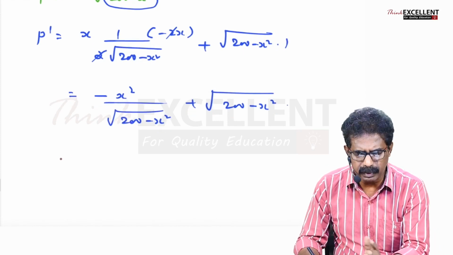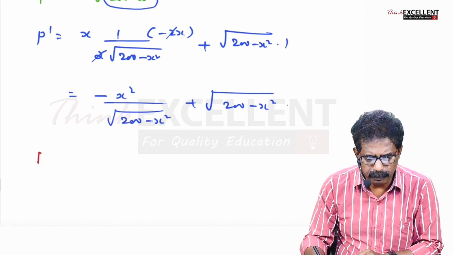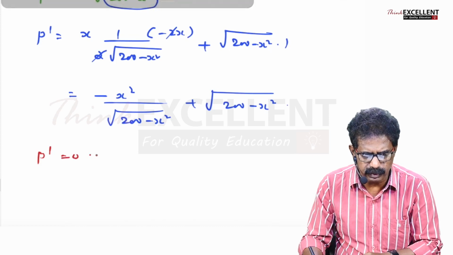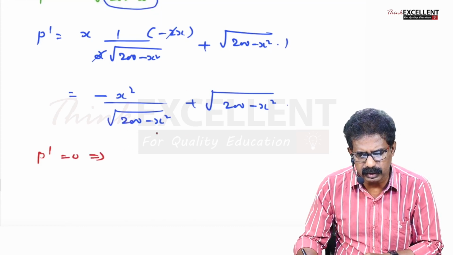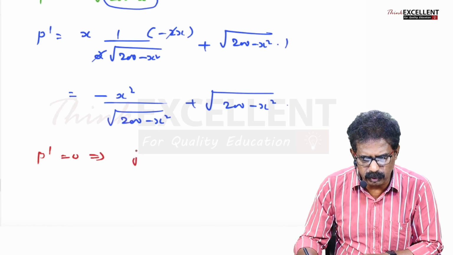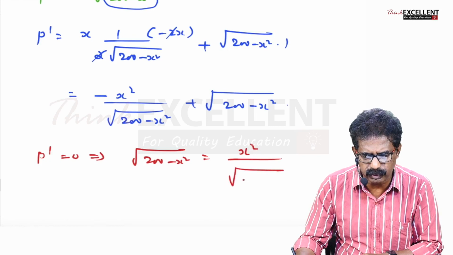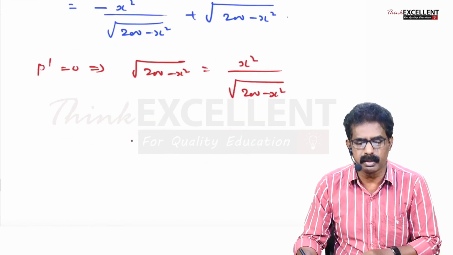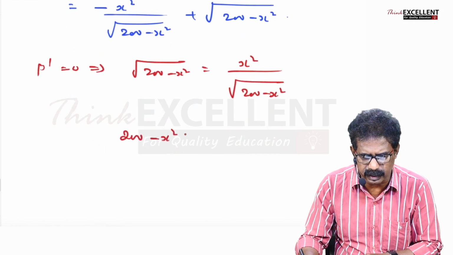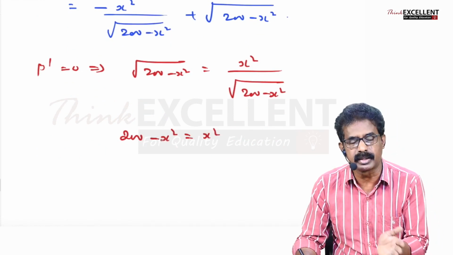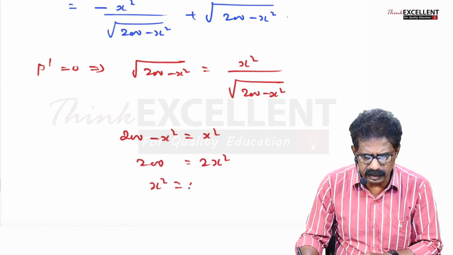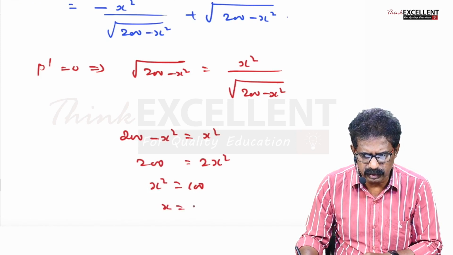I'm not finding P double dash now, it's very lengthy. So I'm taking the first derivative equal to 0. P dash is equal to 0, so this is equal to 0. Take the negative term to the right side. So root of 200 minus x square is equal to x square by root of 200 minus x square. Cross multiply: 200 minus x square equals x square. Take minus x square to the right side, 2x square is 200, x square is 100, x is root 100, so plus or minus 10.